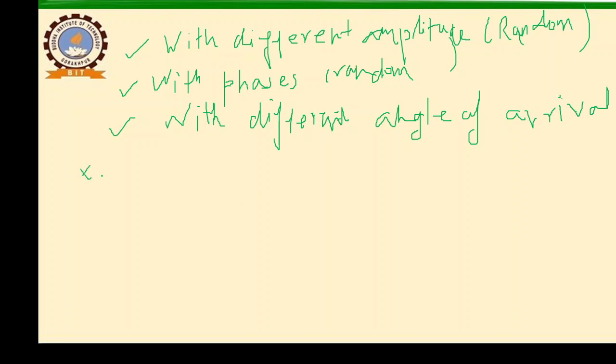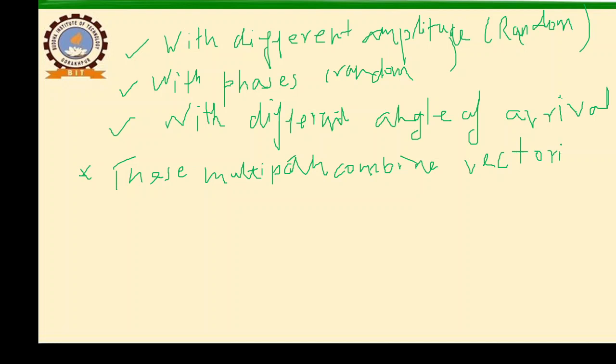So these multipath signals are combined as a vector sum. So the fade distorts this multipath combined vectorial sum, and it indicates the fading distortion.